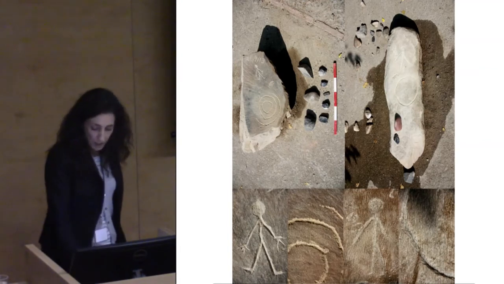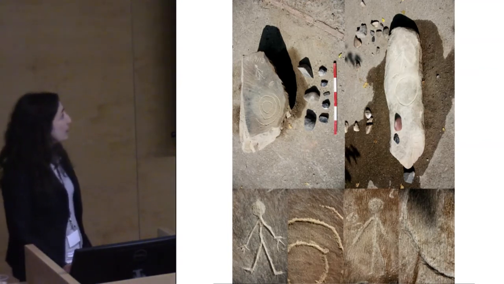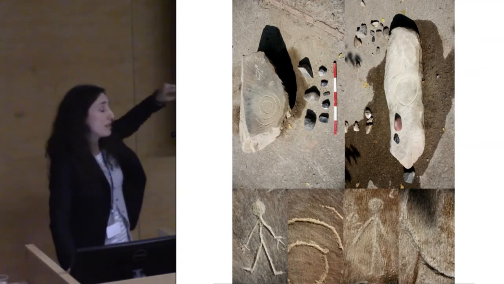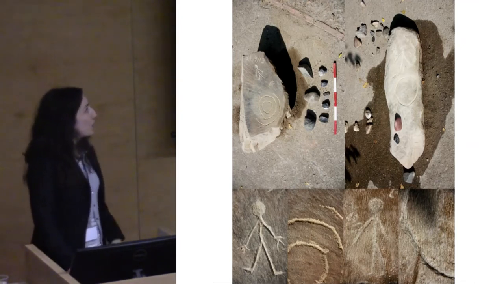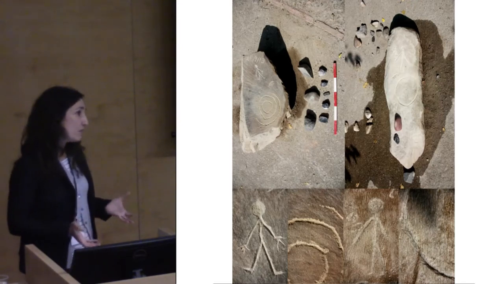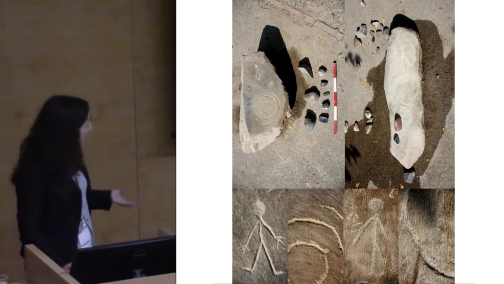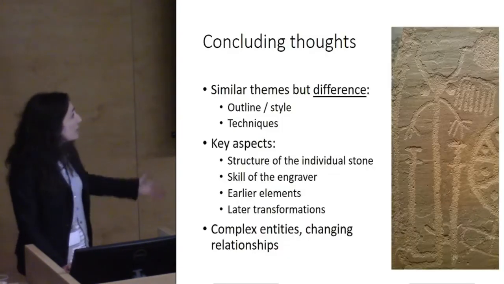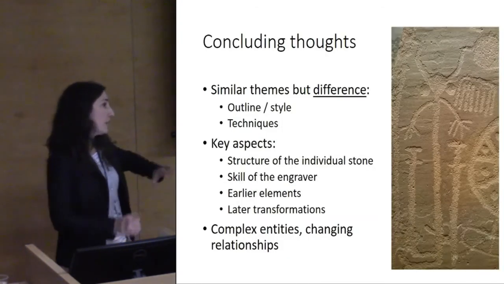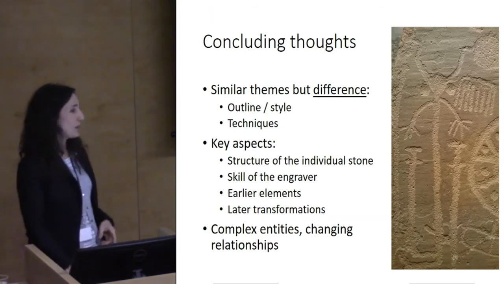And the same here. For example, with this experiment, we could see that even though we were working with the same type of stone, both of them were mica schist, because the structure of the stone itself was different, the product was different, and also the process of making was different. So the students found more difficulty in working one of the stones than the other. Okay.